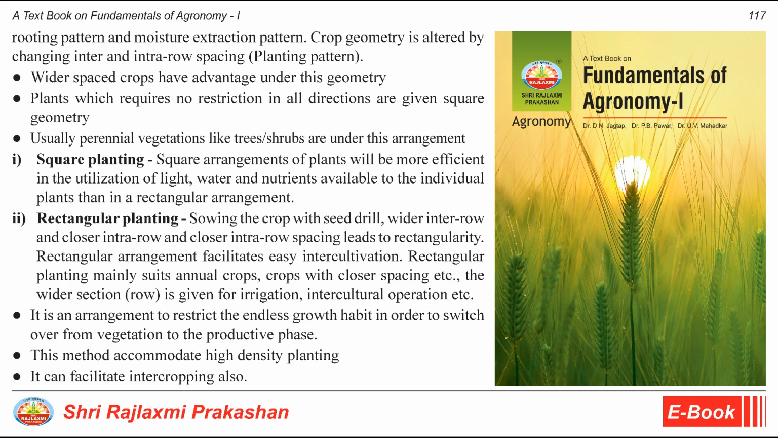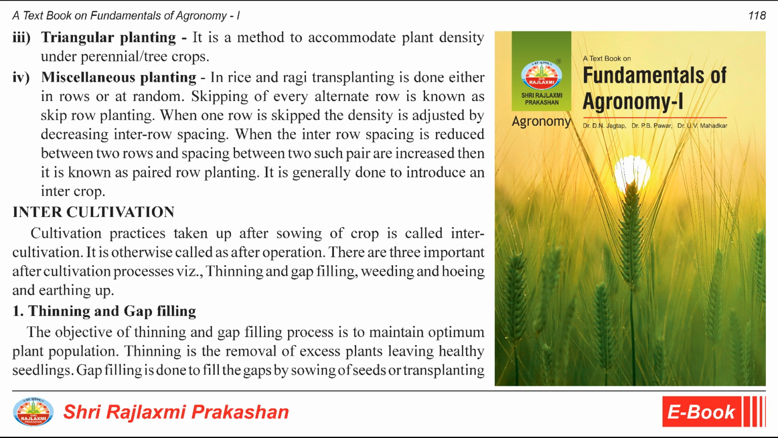Rectangular planting mainly suits annual crops, crops with closer spacing etc. The wider section, row, is given for irrigation, intercultural operation etc. It is an arrangement to restrict the endless growth habit in order to switch over from vegetation to the productive phase. This method accommodates high-density planting. It can facilitate intercropping also. Number 3. Triangular planting. It is a method to accommodate plant density under perennial tree crops.